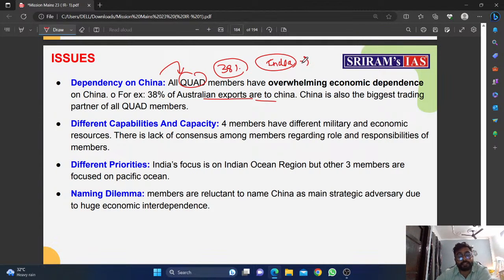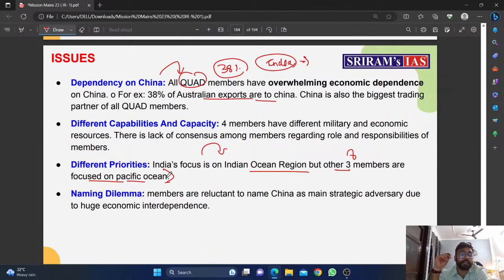Then different priorities. India's focus is on the Indian Ocean region, and the other three members are focused on the Pacific Ocean. Okay, each has their own priority. India will focus on the Indian Ocean region because that is more important for us. The other three, Australia, Japan and US, will focus on the Pacific Ocean.